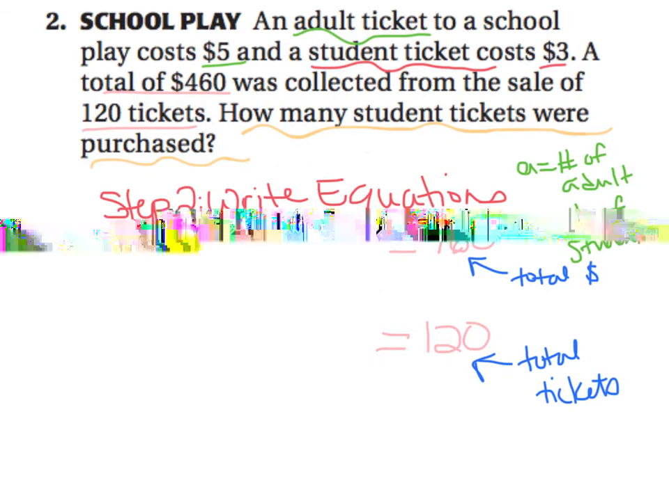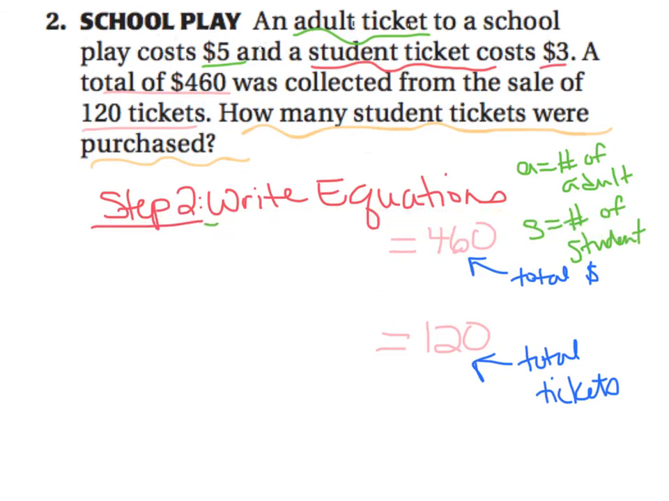I know that it was $5 for adults, so 5 times the number of adults, which is A, is going to give me the total amount of money I made from adults. The total amount of money I made from students is going to be $3 times the number of students, which is S. And we're going to add those together.